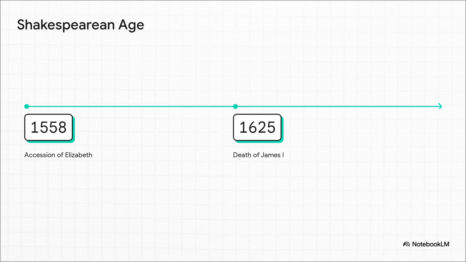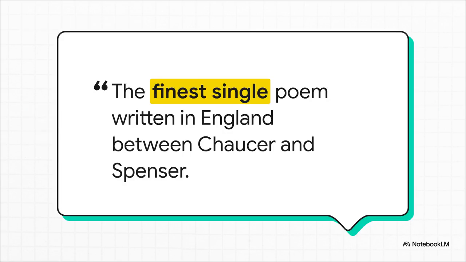All right, time's up. The correct answer here is actually B, 1558 to 1625. See, the period we broadly call the Shakespearean age, well, it isn't just about Shakespeare's literal birth and death dates. As a distinct historical era, it extends all the way from the accession of Queen Elizabeth in 1558 right up to the death of King James I in 1625. Off to a solid start.